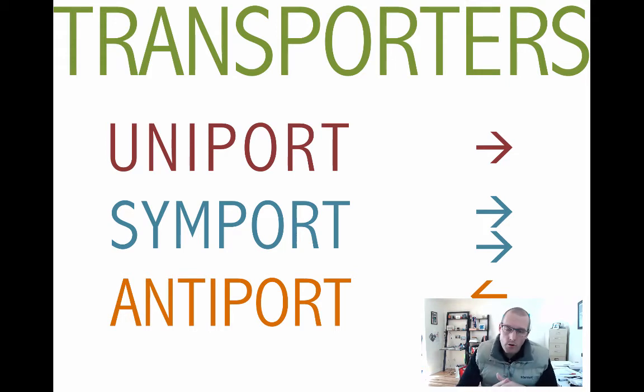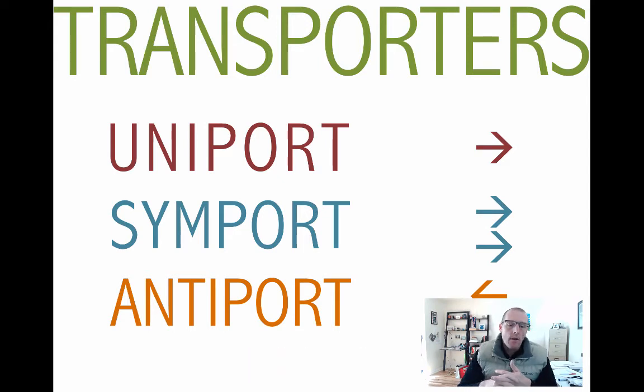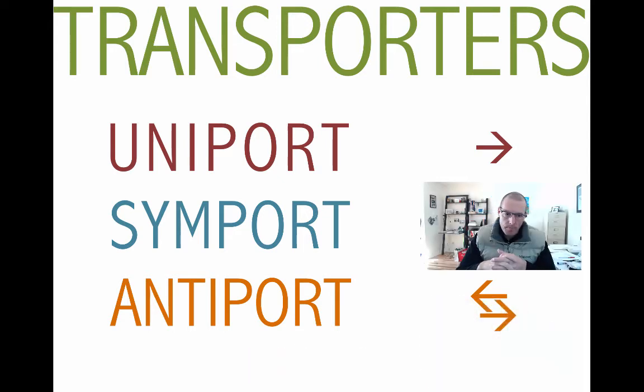A symport transporter will move one solute in the same direction. Sim means same, like symmetrical, that kind of thing. If we have an antiport transporter, now we've got two different solutes and they're going to go in opposite directions. So these antiporters will grab one solute and move it in one direction and simultaneously, or very close to simultaneously, move another solute in the other direction.